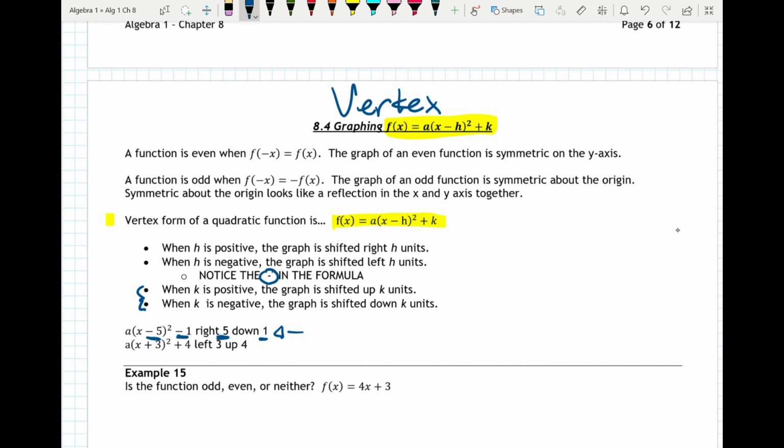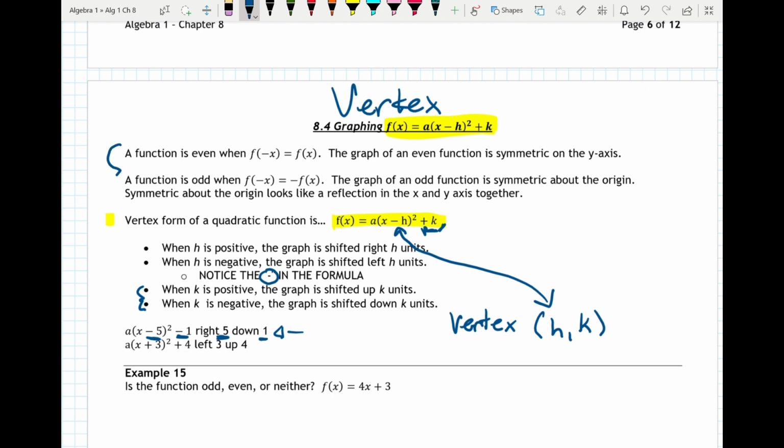So from this we can get our vertex really easily. Our vertex is going to be (h, k). And then again, I want to point out the negative that's in the formula. So if it lists a negative 5, then h would be a positive 5. And if it listed a positive 3, then h would be a negative 3. But the k value on the end does exactly what it looks like. If it's a positive 3, it's going to be up 3. So that's the big idea of the lesson.